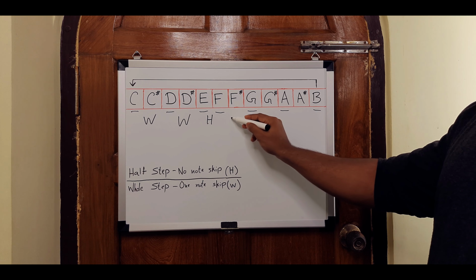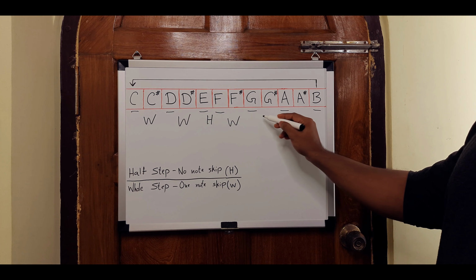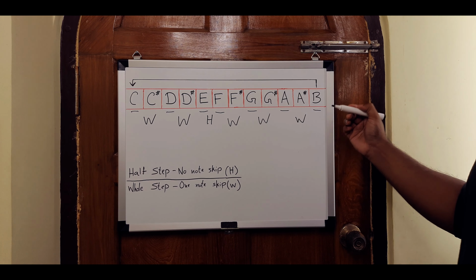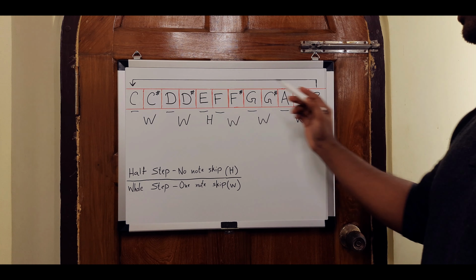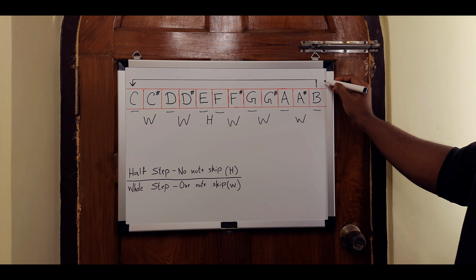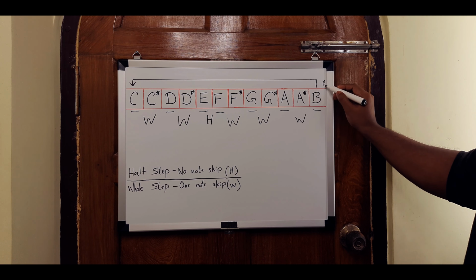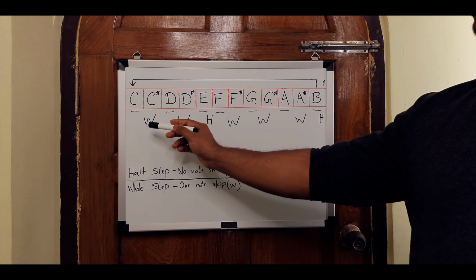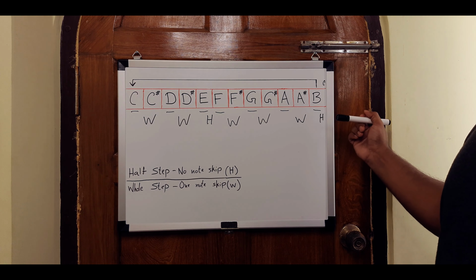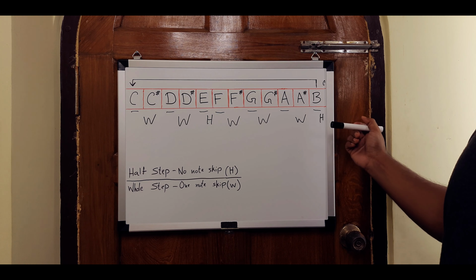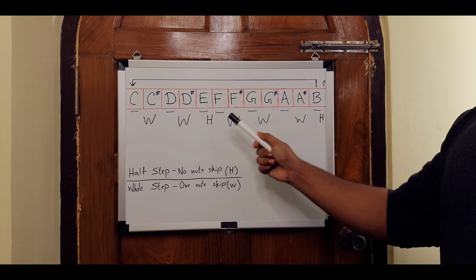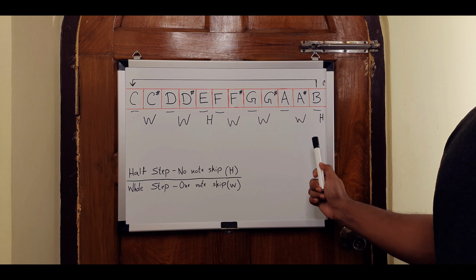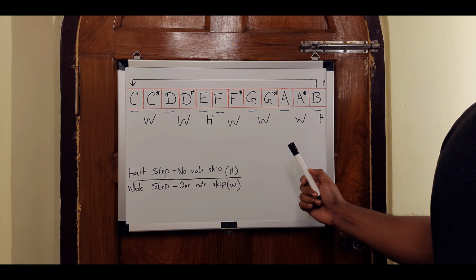F to G whole step, G to A whole step, A to B whole step, and then again B to C. There is no note in between. If we write C here, it's a half step. So I'm writing the half step here. So this is the gap pattern that we got for the C major scale. Whole step, half step, whole step, whole step, whole step, half step. Now this gap pattern is applicable for any major scale.